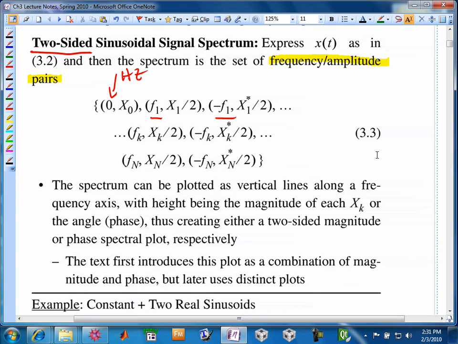So we plot the spectrum as vertical lines along the frequency axis, with the height being the magnitude or the phase. The book initially tries to put magnitude and phase on the same plot, but you can't do that in MATLAB. In other words, you can't draw a stick on a plot and have it have both magnitude and phase, unless you could have it sticking out of the page somehow to represent height and angle. So the more common convention is to generate two types of plots, one that displays the magnitude of the xk and the other that displays the angle. And then it's called a magnitude plot or phase plot or angle plot.